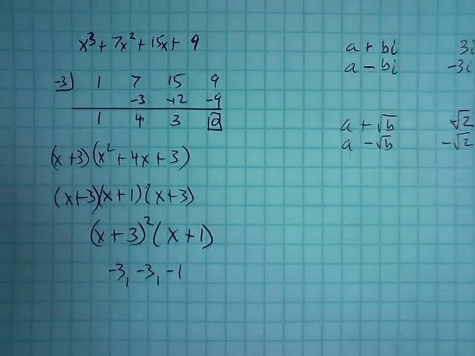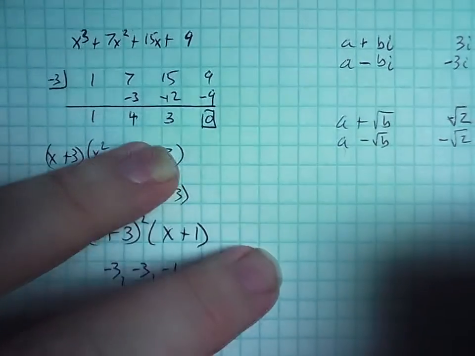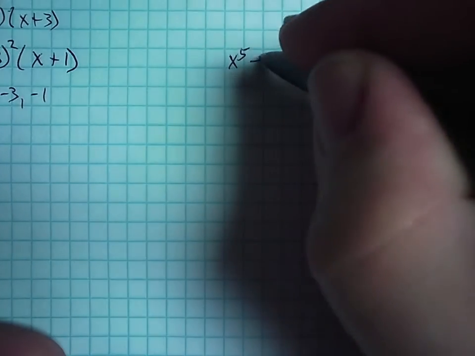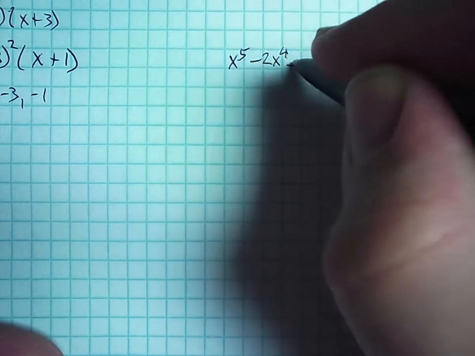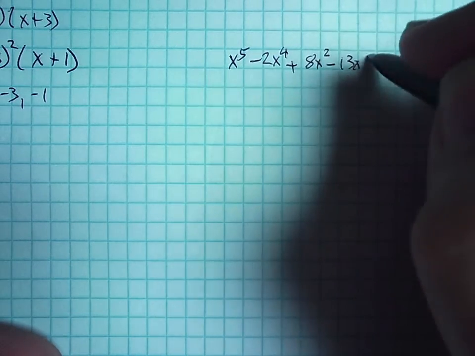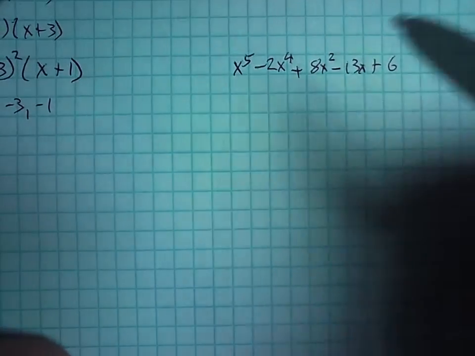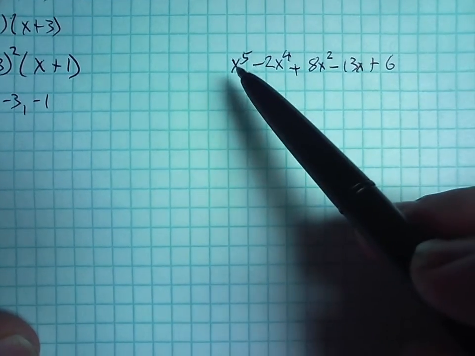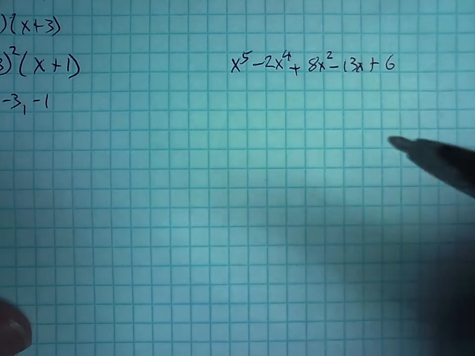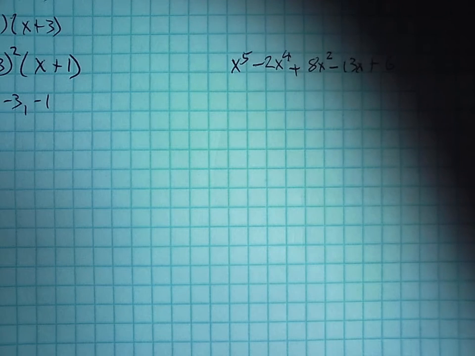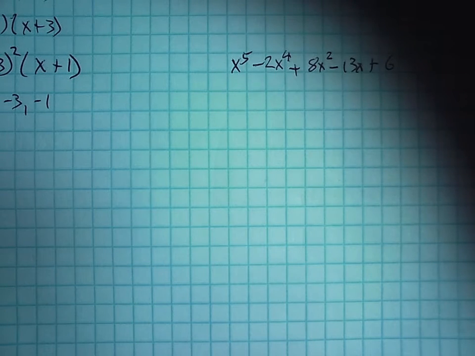As far as actually making use of this, I'm going to go to my next example. x to the 5th minus 2x to the 4th plus 8x squared minus 13x plus 6. So this polynomial is 5th degree, so I'm expecting it to have 5 solutions. Some of them may be repeated and some of them may be complex. So the first thing I'm going to do is take a look at the graph.